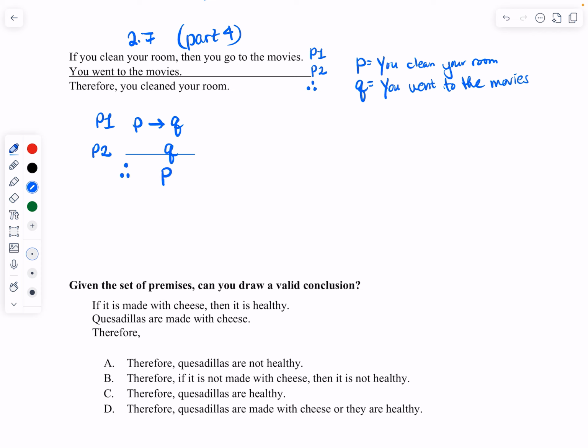So again, if I look at that table, I'm trying to match up the conditional with Q being P2, and then finally the conclusion is P. And if I look at that, I do have it. It's called the fallacy of the converse. Okay? So this makes the argument invalid.